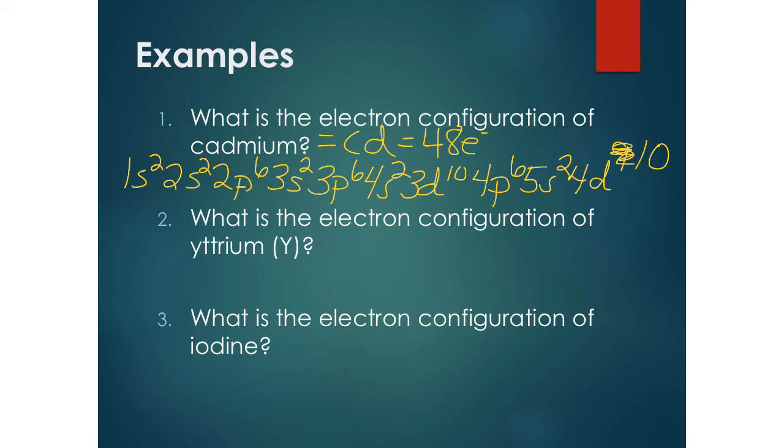But if they were asking for how many valence electrons, highest number, 5. These are our 2 valence electrons. So 5s2, we would only have 2 valence electrons here.